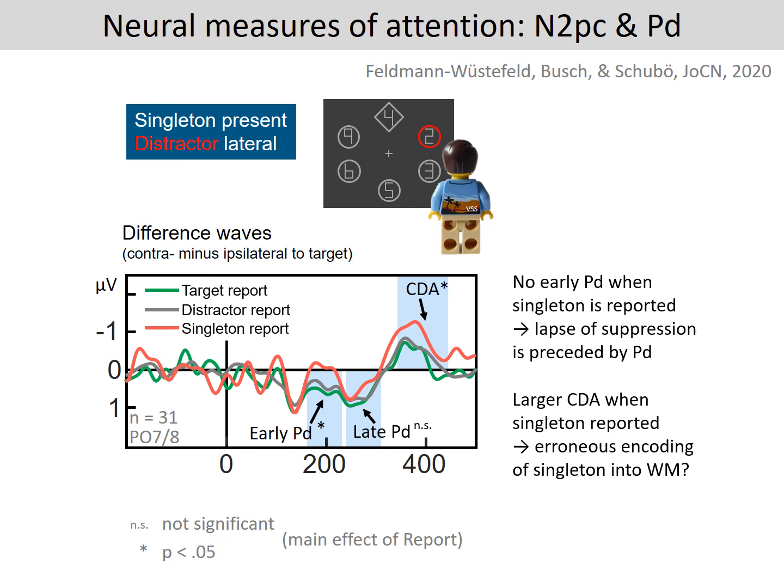Interestingly, we also observed a CDA component in the singleton lateral trials. The CDA reflects the storage of items in working memory. As the CDA was largest in singleton report trials, our data suggest that the accidental storage of distractors in working memory may have contributed to the behavioral errors in these trials.